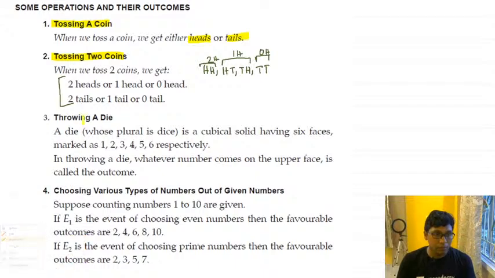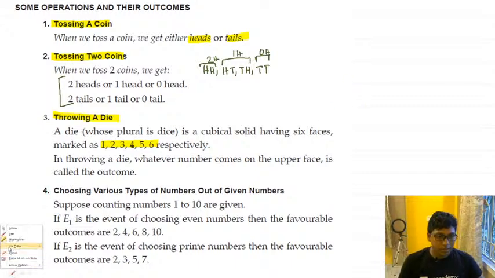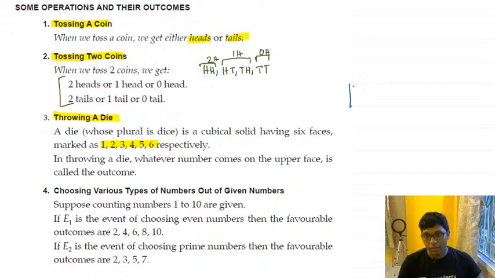Now the next thing, throwing a die. Die is the singular form of dice. You might be thinking why we say die, not dice. A die is a cubical solid having 6 faces, right? I will try to draw a die here if I can. It is a cube having 6 faces. So this is a die.